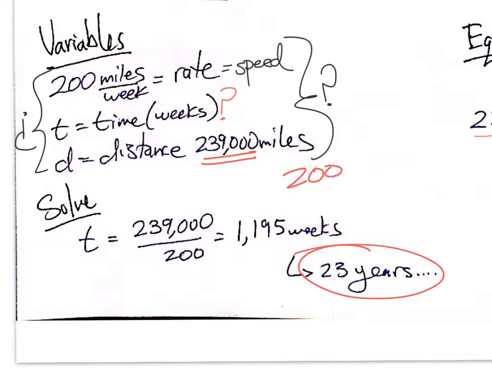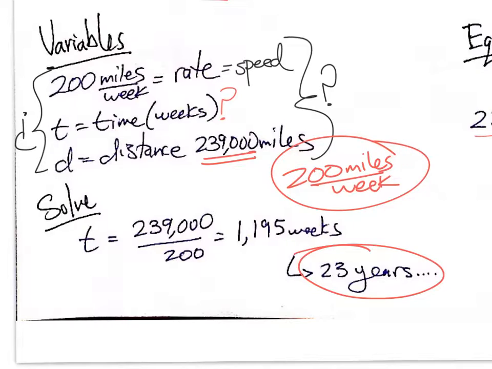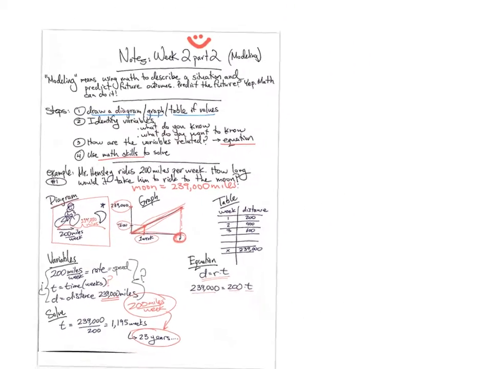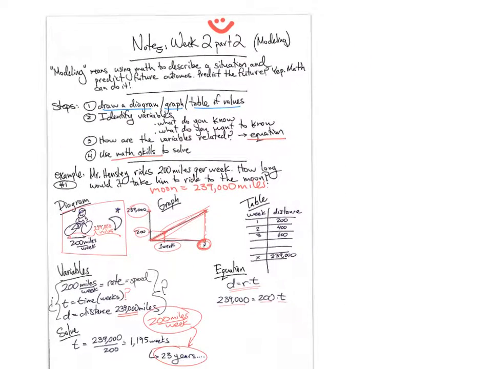Okay, because this is a correct number, and that's 200 miles per week. He probably rides more than that, but that's a good estimate of somebody who's out there riding their bike 200 miles per week. So 23 years, yeah, you'd need a lot of oxygen and food. I don't know, maybe it'd get boring. All right, next page.